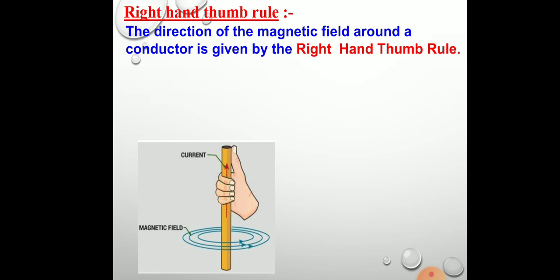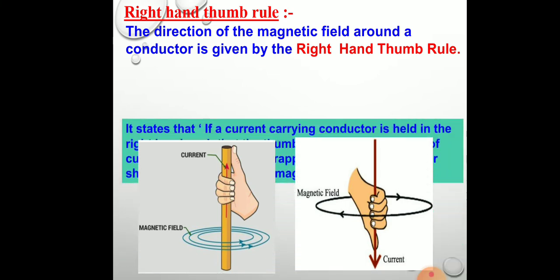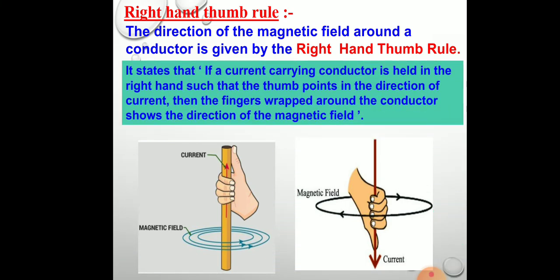Once again, let us see another diagram. Here you can see the current is in the downward direction. The thumb represents the current and the fingers encircling the conductor show the magnetic field. So how can we define it? What is the statement of the right hand thumb rule? It states that if a current carrying conductor is held in the right hand such that the thumb points in the direction of current, then the fingers wrapped around the conductor show the direction of the magnetic field.